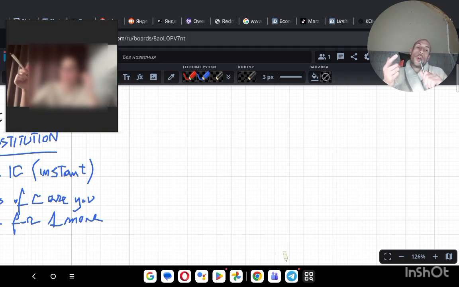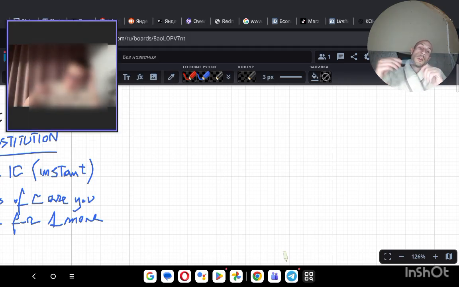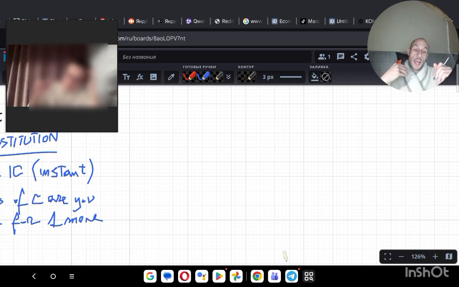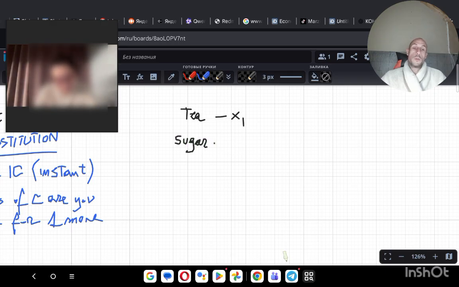Let me see. Tea is x1 and sugar is x2. 1 divided by 2. Very good. 1/2.